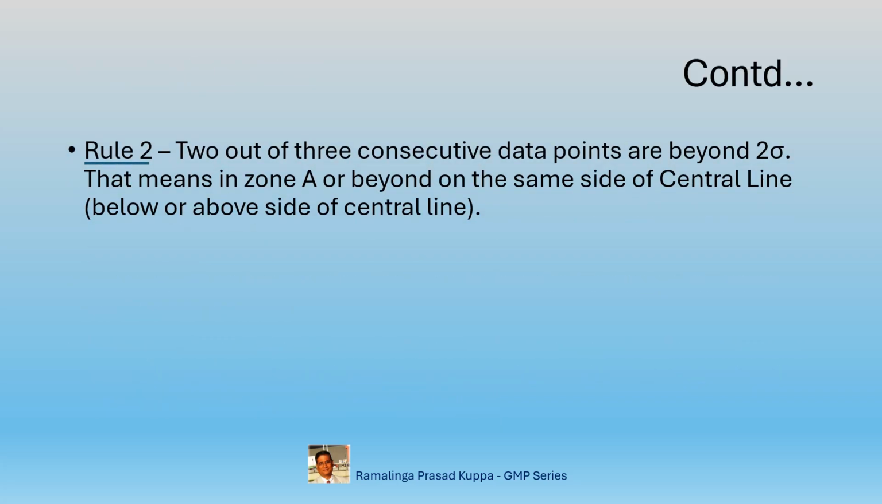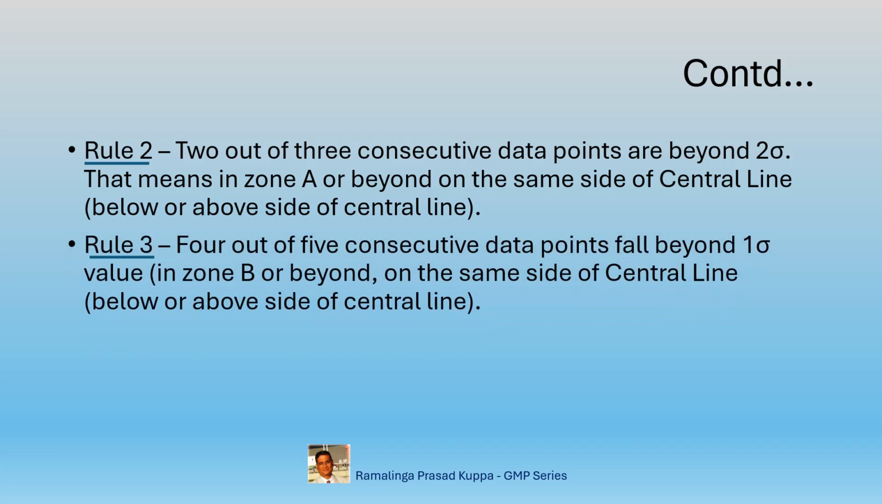Rule 2. 2 out of 3 consecutive data points are beyond 2 sigma. That means in zone A or beyond on the same side of the central line, below or above the central line.